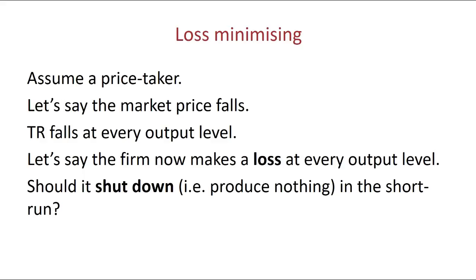Now, if the market price falls, we know that the total revenue curve is going to fall as well. It will still start at the origin point on the Cartesian plane at 0, but it will pivot downwards. So let's say that due to the fall in price, and therefore due to the fall in total revenue at every level of output, the firm now starts to make a loss at every level of output.